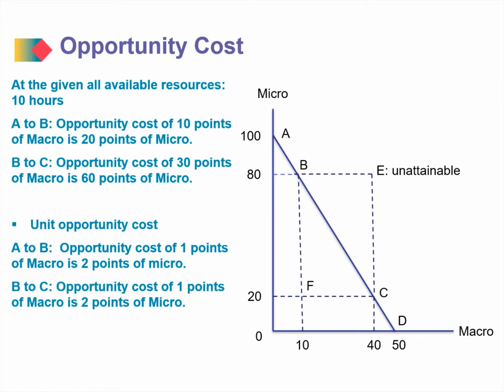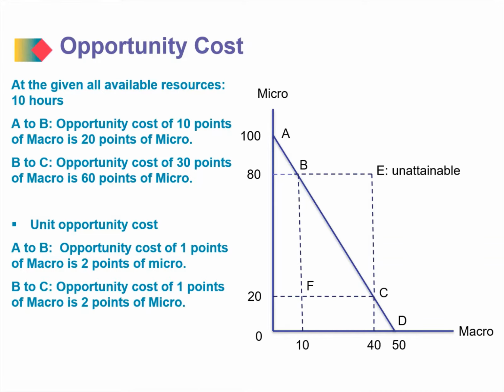When you change your output combination from B to C, you must give up 60 points of micro to get 30 points of macro. So we say the opportunity cost of 30 points of macro is 60 points of micro. Now we like to calculate unit opportunity cost.